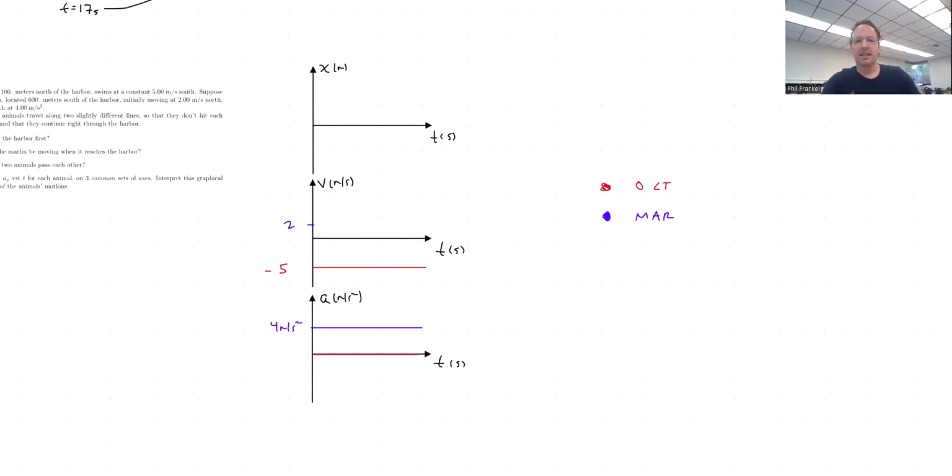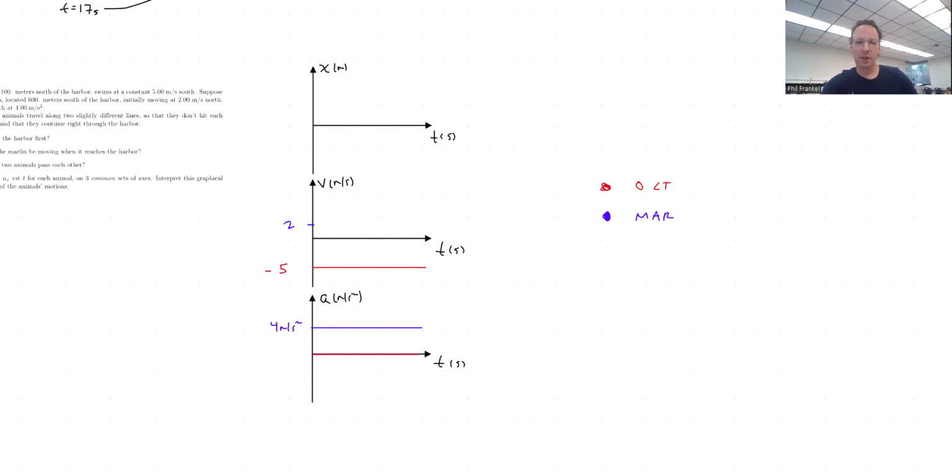But then its velocity gets larger and larger and larger, right? In fact, by the time it reaches the harbor, its velocity is 69 meters per second, we figured out. So the Marlin's velocity is going to become increasingly positive, starting at 2 meters per second, but increasing.